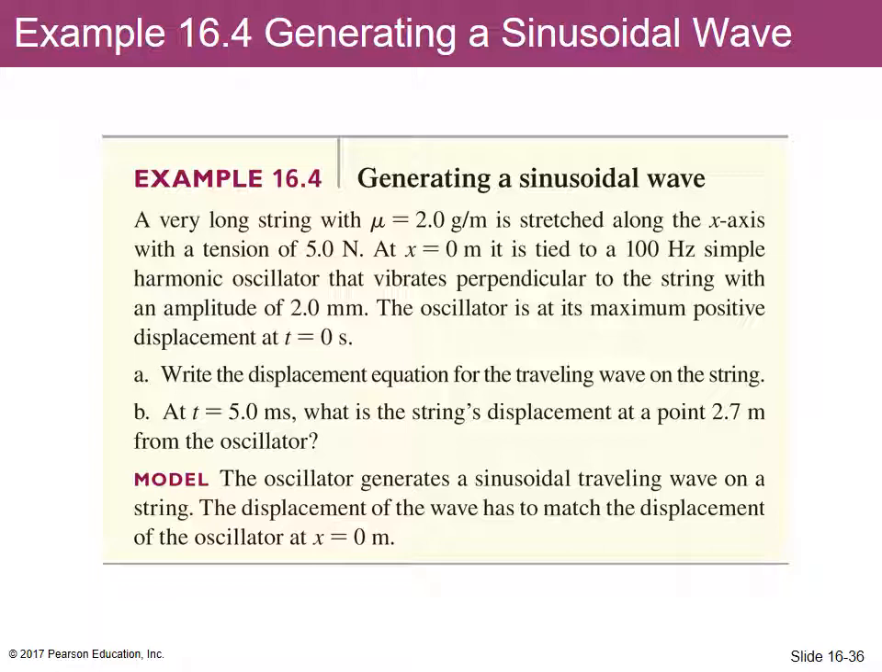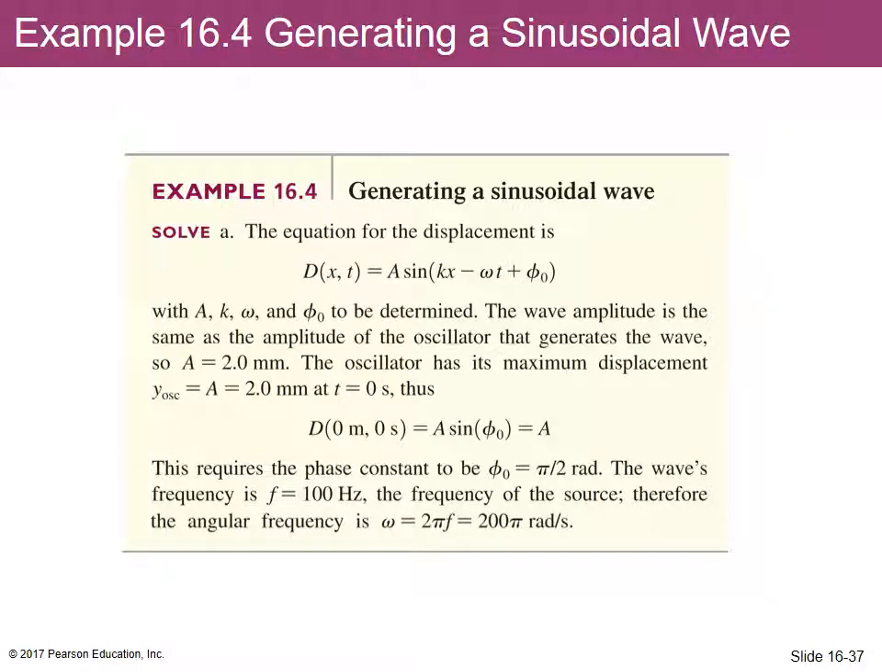In this problem, you are given the mass density of a string and the tension. The frequency of the input wave is 100 Hz. We must find the displacement equation for the string. For a wave traveling to the right, the displacement equation is given. We need to find the amplitude, wave number, angular frequency, and phase constant. The initial condition, that the oscillator is at its maximum positive displacement at t equals 0 seconds, allows us to find the phase constant. The displacement is equal to A, so the phase constant must be pi over 2.